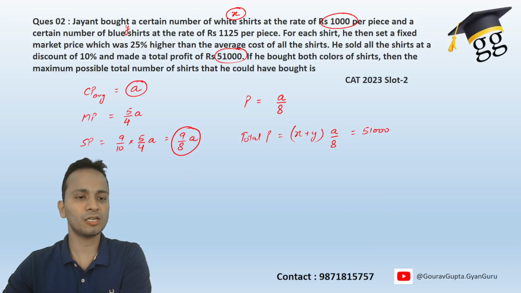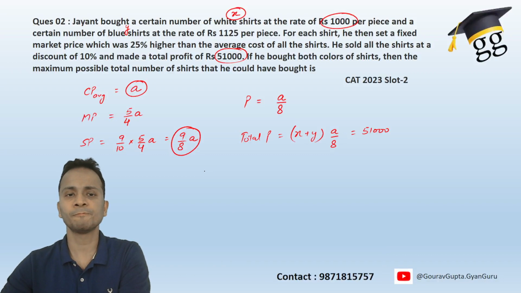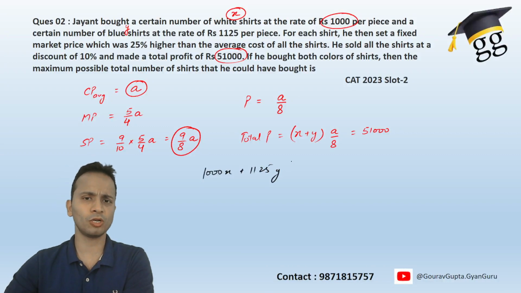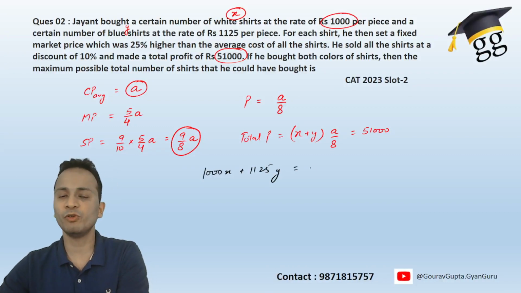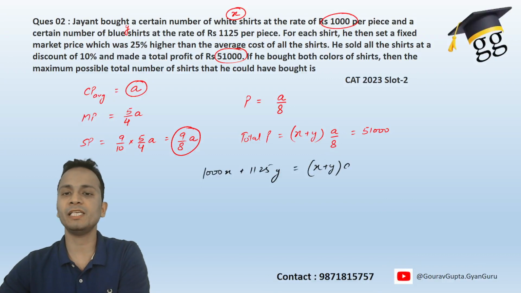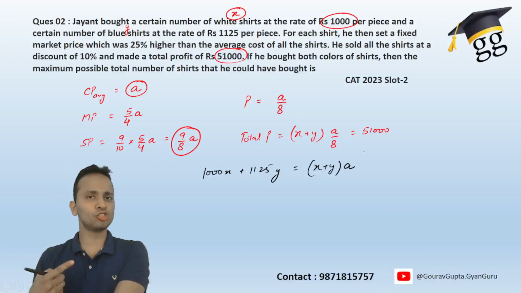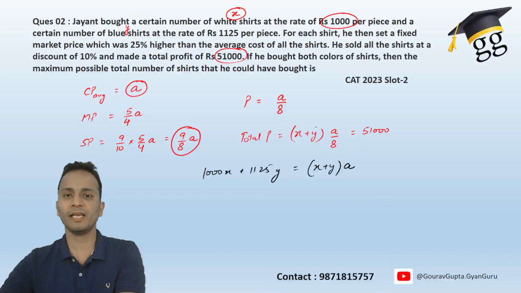I'll quickly change the color of the pen so that you will be able to differentiate between the things. So 1000x plus 1125y, this was the total cost price, and I can say that this will be equal to the total number of shirts multiplied by the average cost price. I assumed average cost price as a.